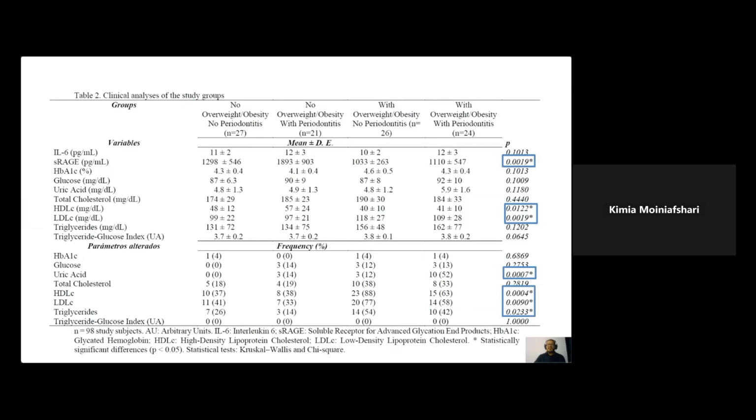lower concentrations. In the lipid profile, subjects with obesity had lower HDL and higher LDL cholesterol. They also showed a greater frequency of altered uric acid, LDL, and triglycerides, particularly in the obesity with periodontitis group.